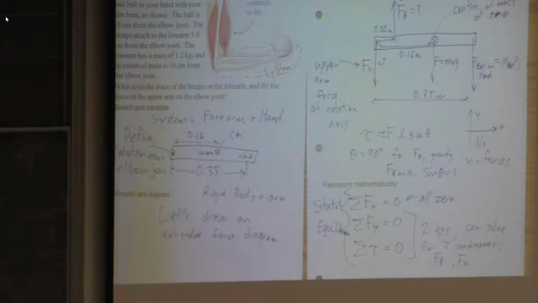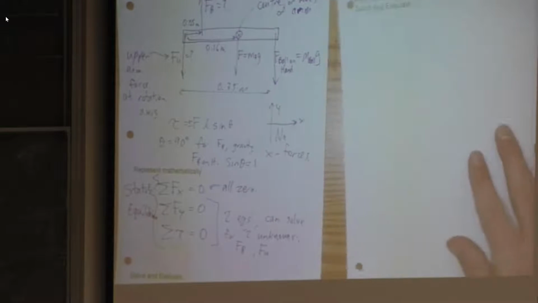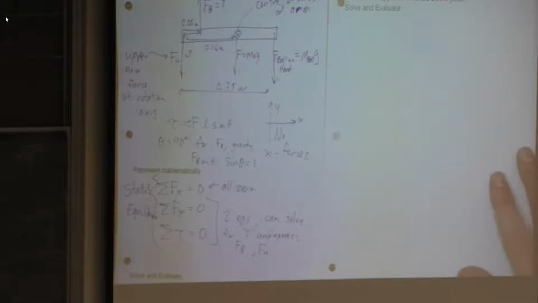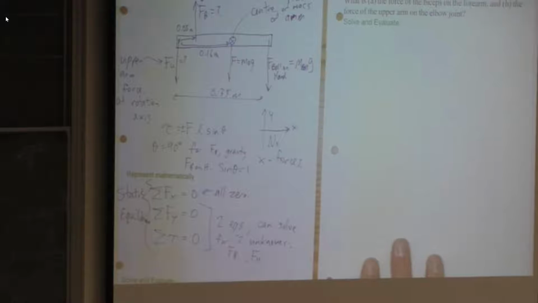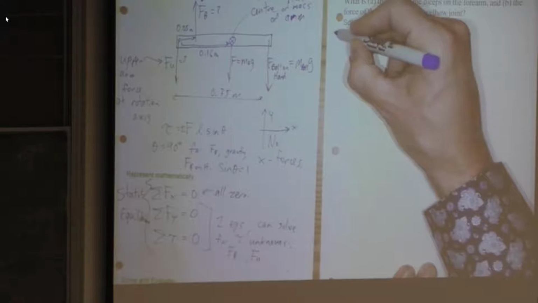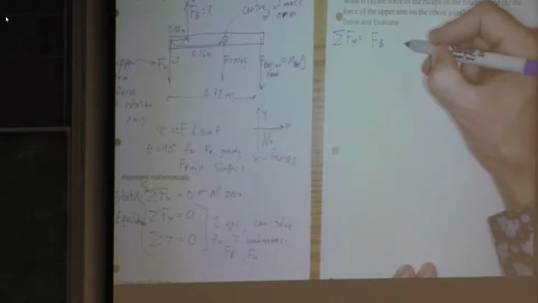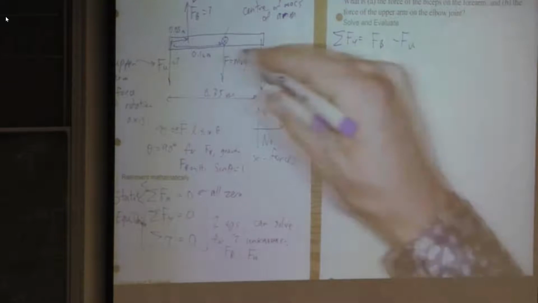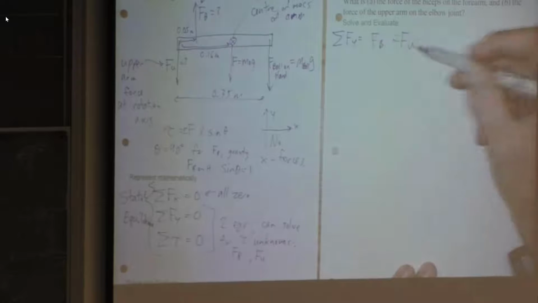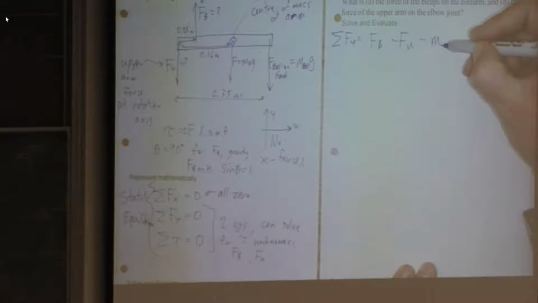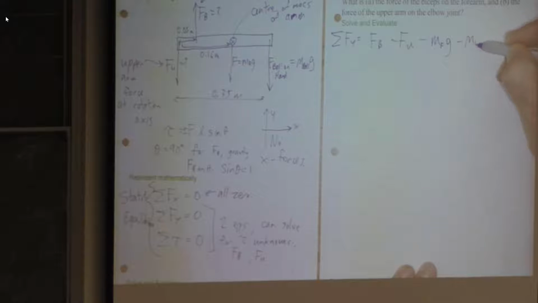Sorry, I had to push this off to the left a little. And there's that question again. What is A, the force of the biceps on the forearm, and B, the force of the upper arm on the elbow joint? So the way I'm going to do that is you've got the sum of the y forces equal to the upward force of the bicep, unknown, minus the downward force of the upper arm, minus the mass of the forearm times G, minus the mass of the ball times G, equals 0. So I can solve that out.